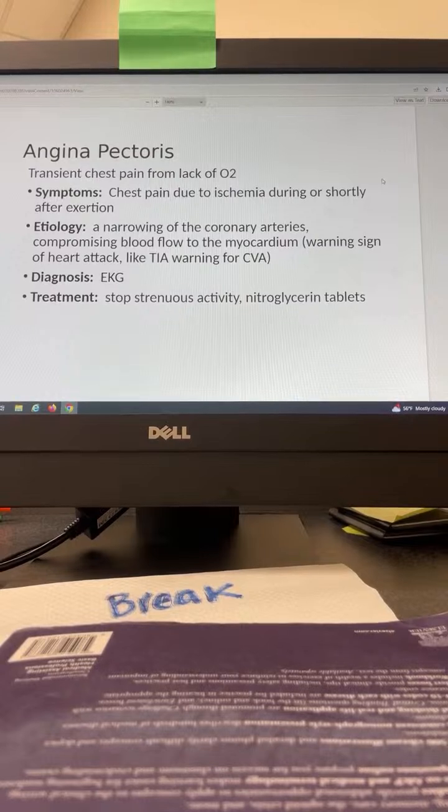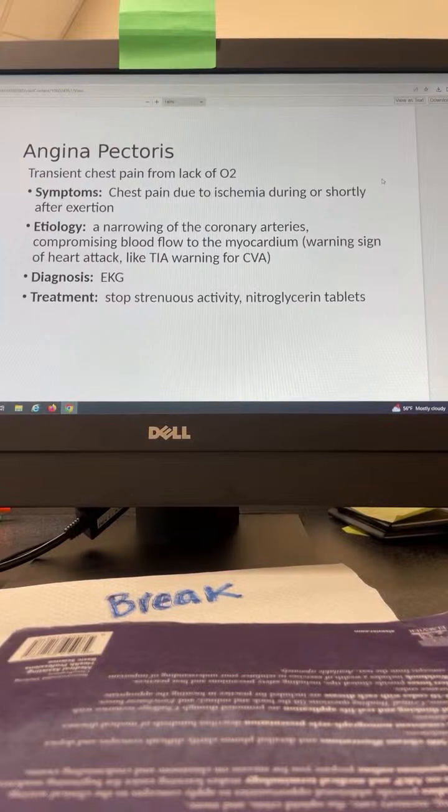What's causing this, the etiology? Again, usually angina is a result of what we just talked about, coronary artery disease, atherosclerosis, narrowing of the arteries, basically just any reason that the blood flow is compromised to the heart tissue. And that's what myocardium is. Myocardium is the heart tissue itself. That's the medical term for the cells of the heart.